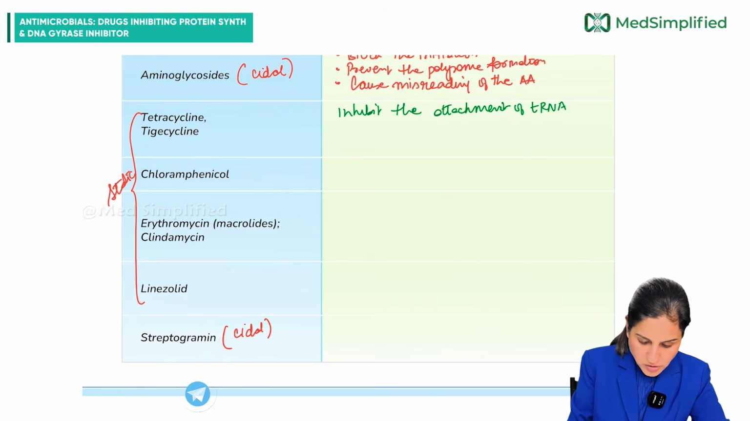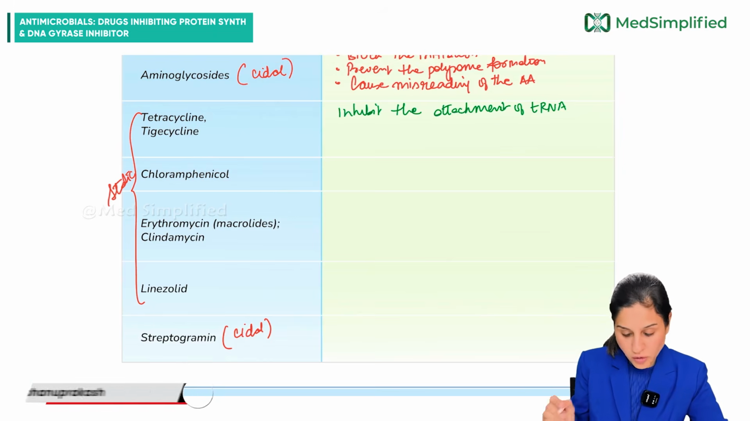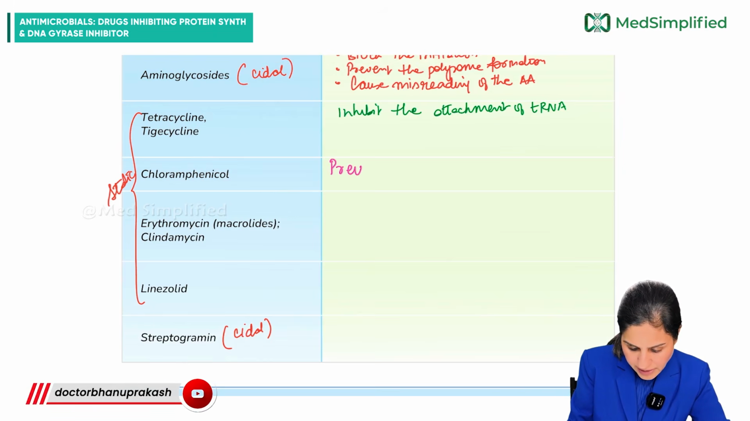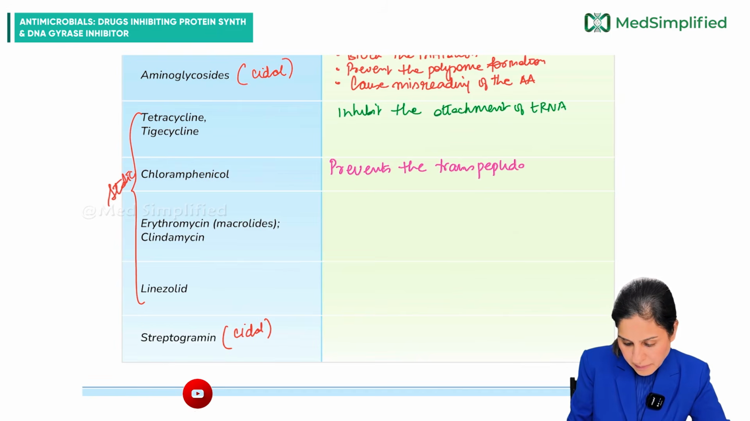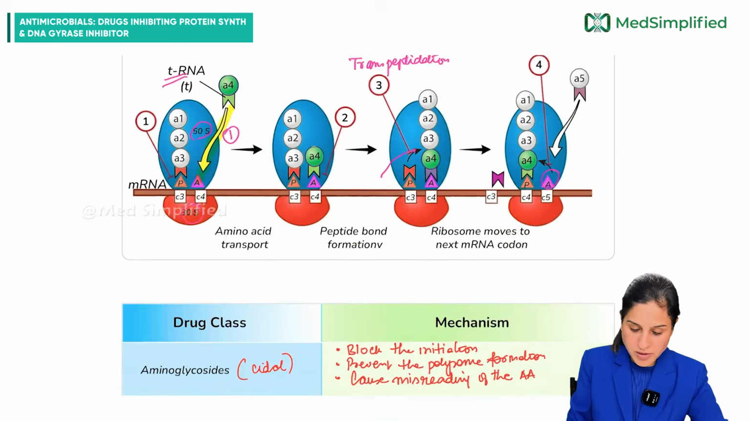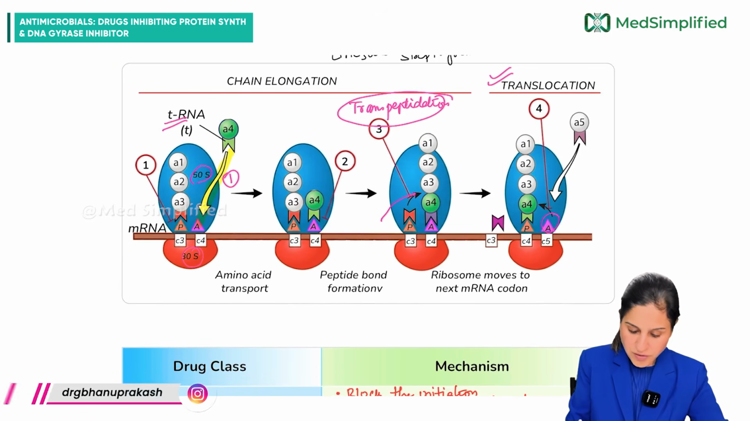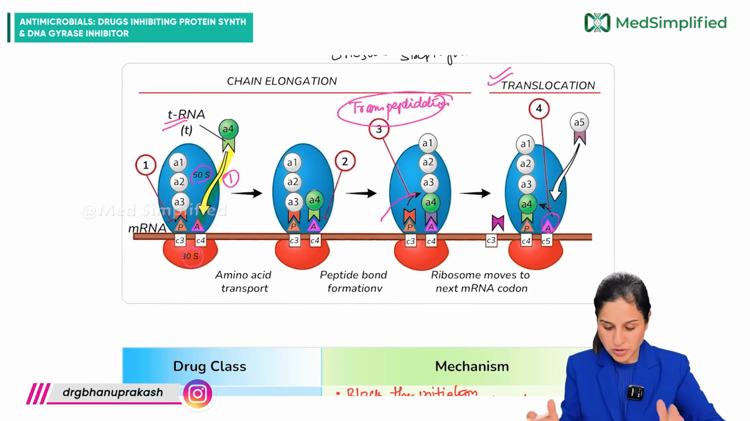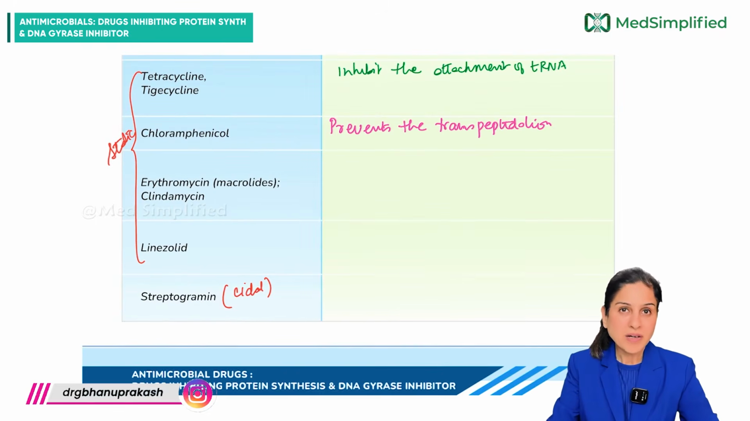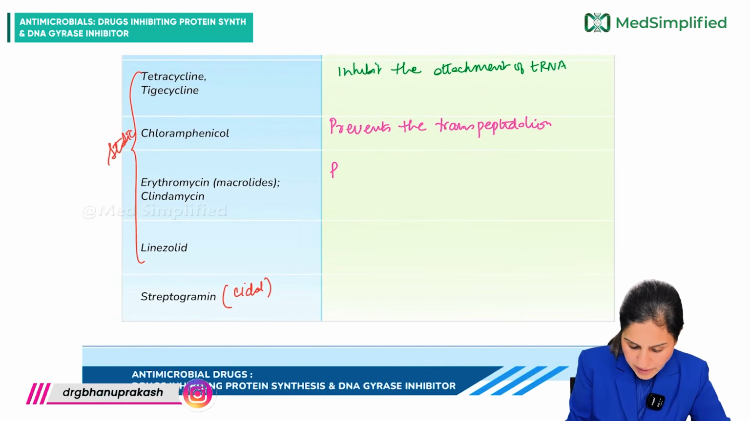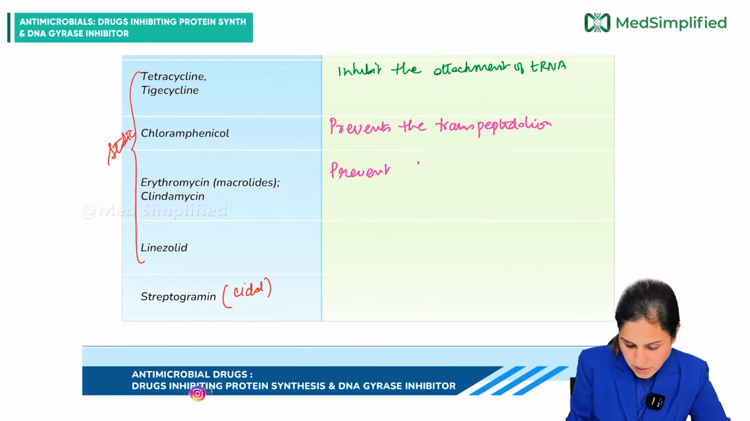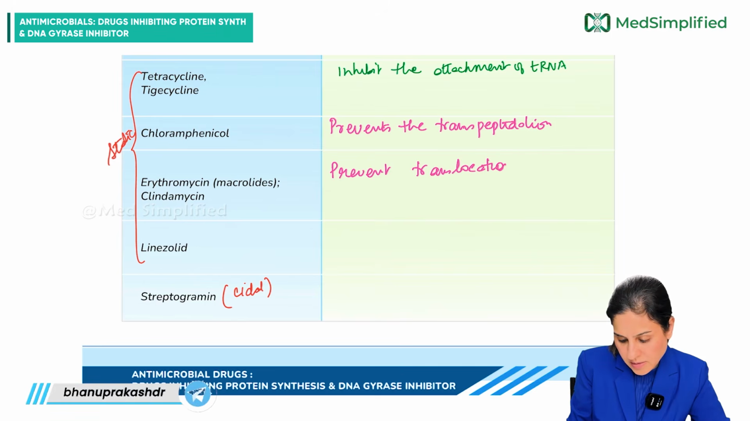Alright, then moving on, the third group of drugs that we have is chloramphenicol. Chloramphenicol prevents transpeptidation, right? The process where there is shifting of the whole peptide chain onto the A site. Then macrolides and clindamycin prevent translocation. So they prevent translocation.